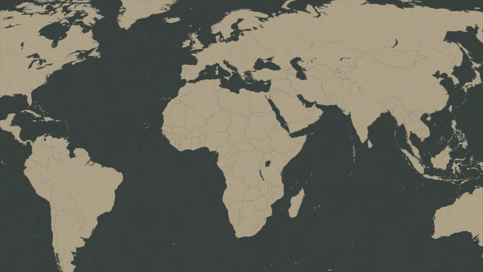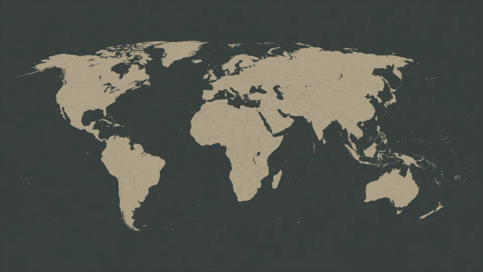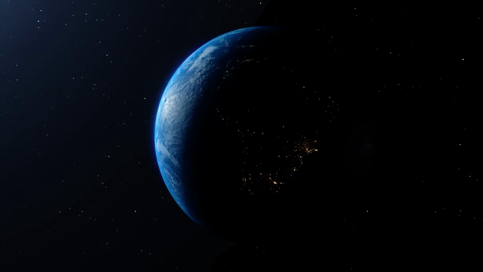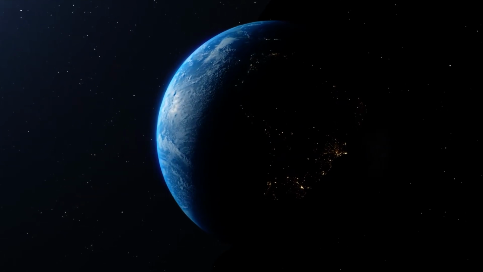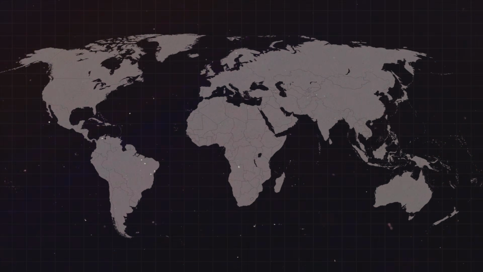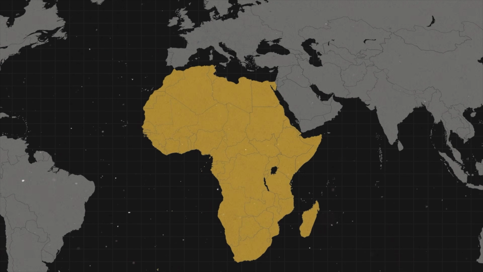Maps are powerful tools that shape our understanding of the world, but they are far from neutral. They reflect the perspectives, biases, and intentions of their creators. One of the most striking examples of this is the way Africa is depicted on traditional world maps.